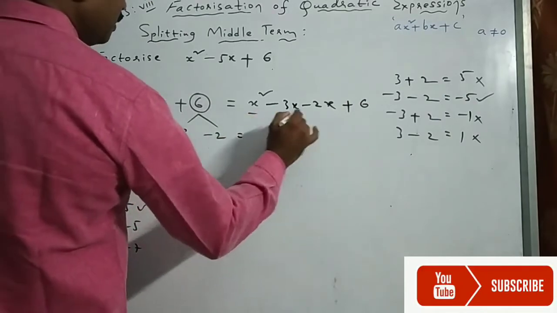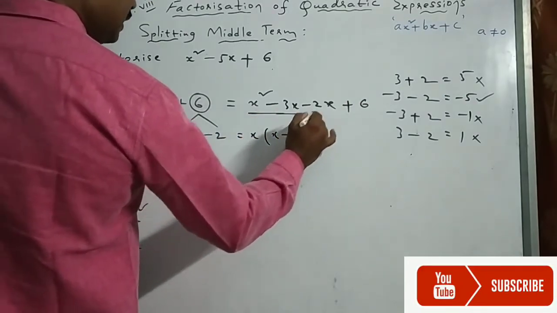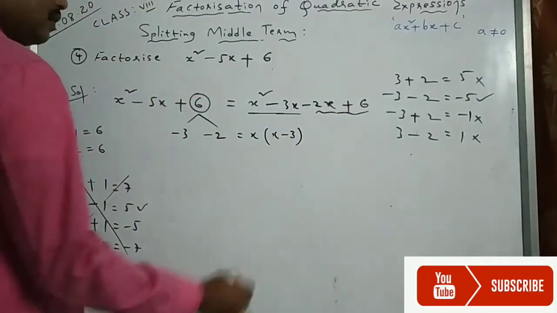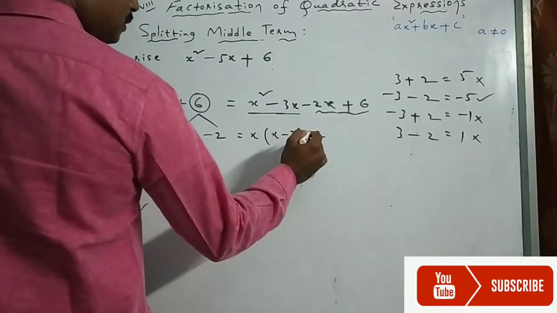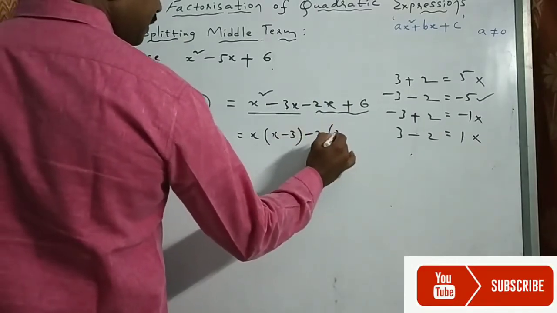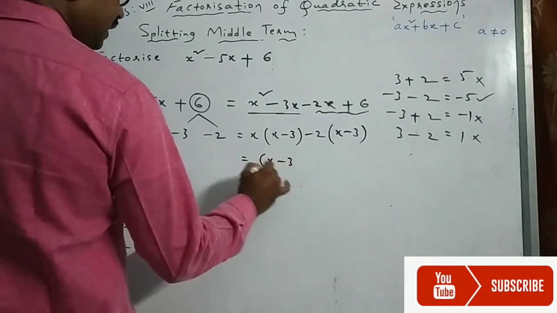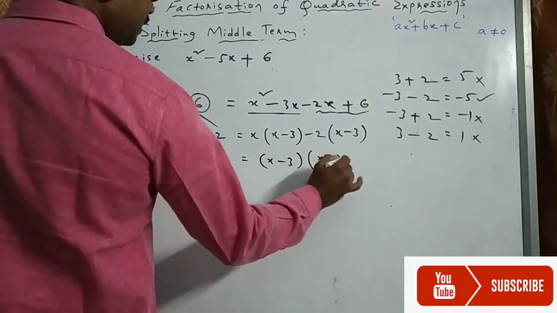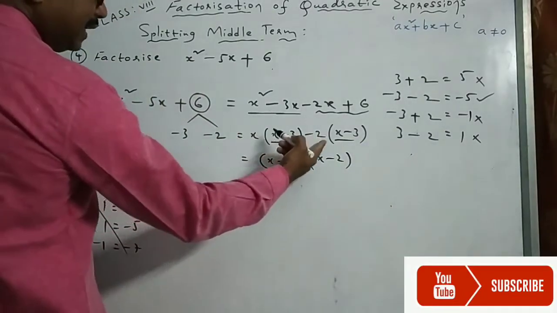So take x common in these 2: x of x minus 3. In these 2, what is common here? 2 is there, but this plus should become minus. So then you will take minus 2 common: x minus 3. So fully x minus 3 is common, with x minus 2. x minus 3, x minus 3 common. So what is remaining? x minus 2.